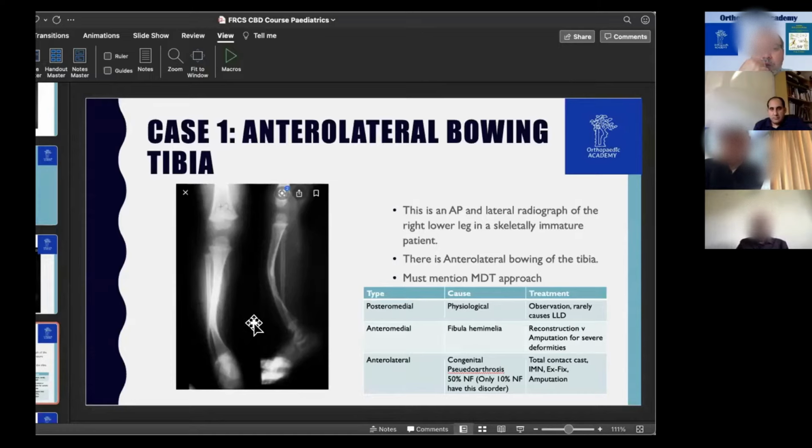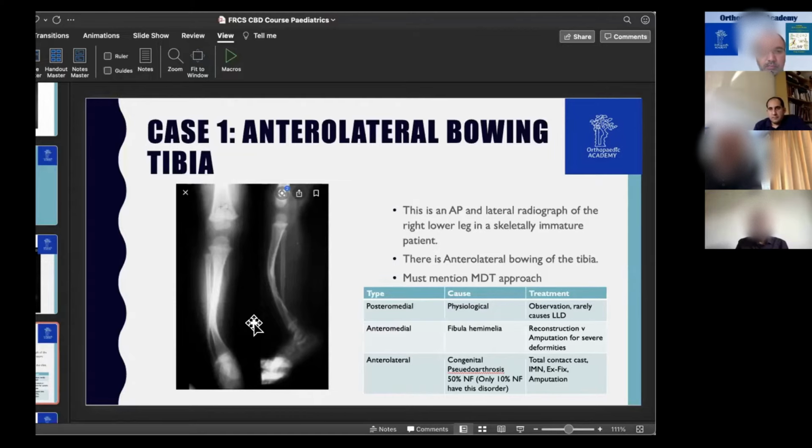So this is the answer. You were correct. This is an AP lateral radiograph, right lower limb, skeletally immature patient. It is anterior lateral bowing, and you picked that up correctly. You did mention the MDT approach, and these are the types which you mentioned correctly. The posterior medial one is the physiological one, which usually self-corrects. The anterior medial one is associated with fibular hemimelia. Again, you monitor it, and you might need to do reconstructive surgery.